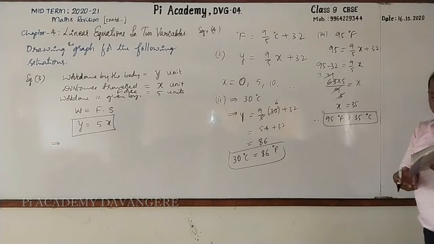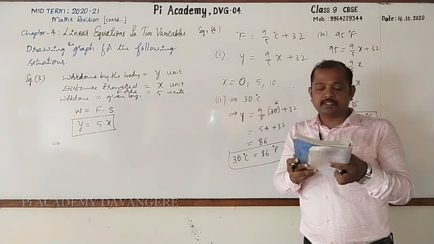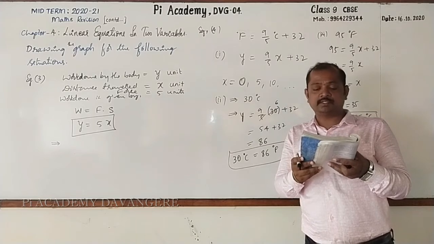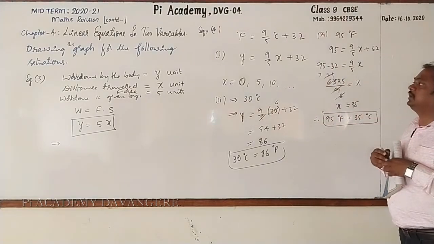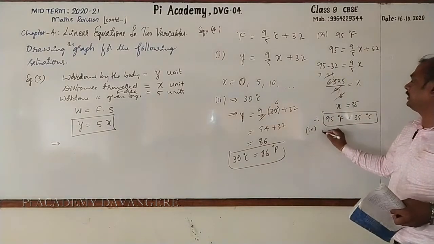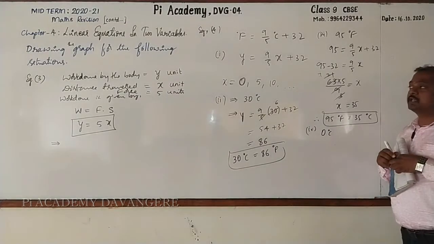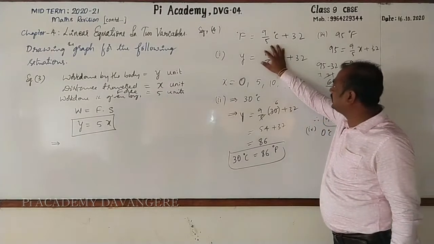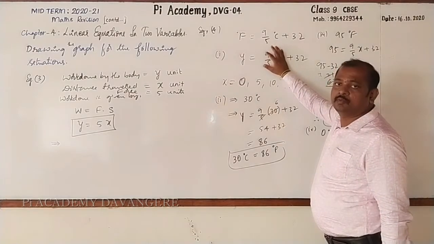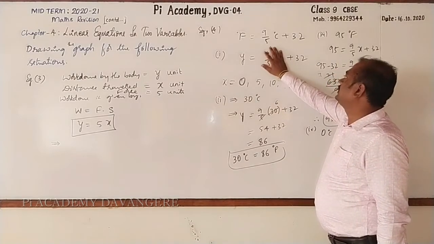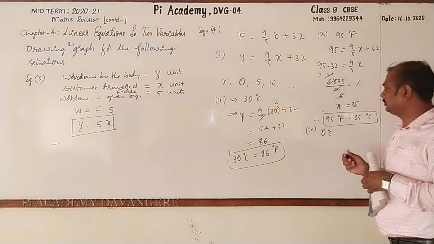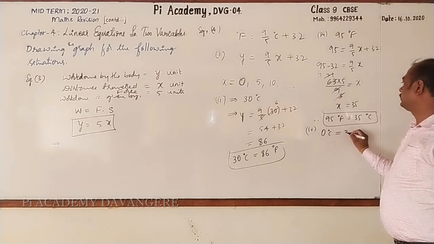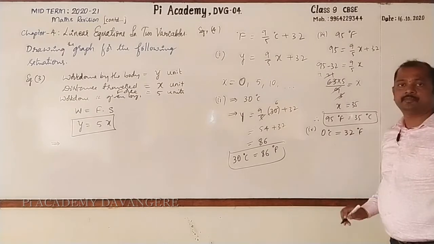Next, the fourth sub question is like this. If the temperature is 0 degrees Celsius, what is the temperature in Fahrenheit? Very simple. Temperature is given in Celsius. It is 0. If it is 0, 9 by 5 into 0 is 0. 0 plus 32, 32. So it is equal to 32 degree Fahrenheit.